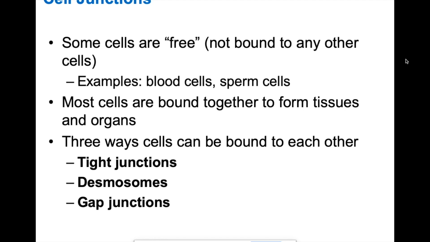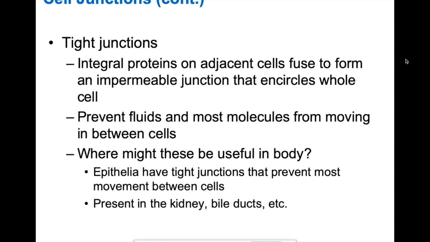Most cells, however, are bound together to form tissues, and tissues make up our organs, which make up our organ systems, and so on and so on. Great. Okay, so there are three ways that cells can be bound to each other when we're talking about human cells. We have tight junctions, we have desmosomes, and we have gap junctions. So let's look at those.